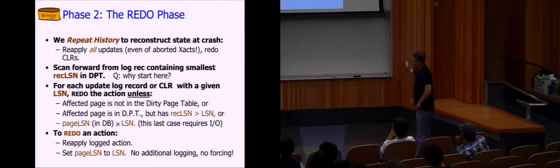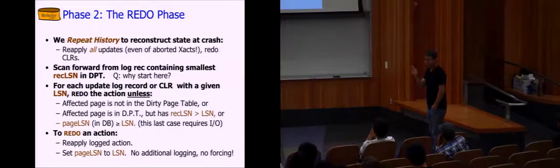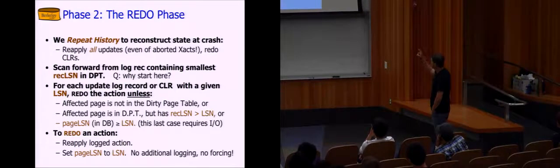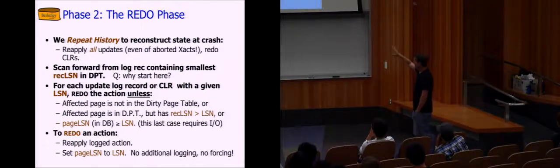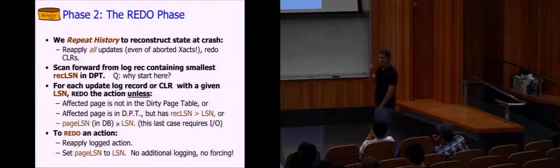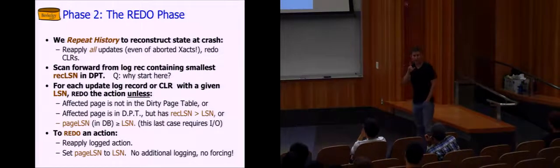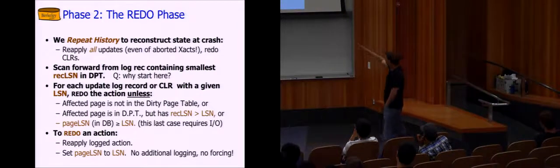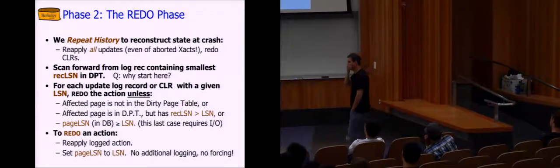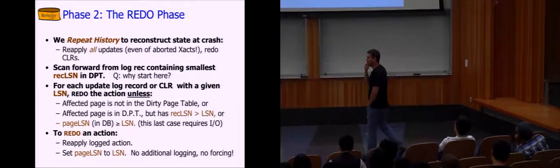For each update log record, or CLR, so those are the things that modify the database, it's got an LSN. We're going to redo it unless, and here are the cases where we don't need to do the redo, the affected page is not in the dirty page table. During analysis, this page didn't show up in the dirty page table. Is that possible? How could something not be in the dirty page table?